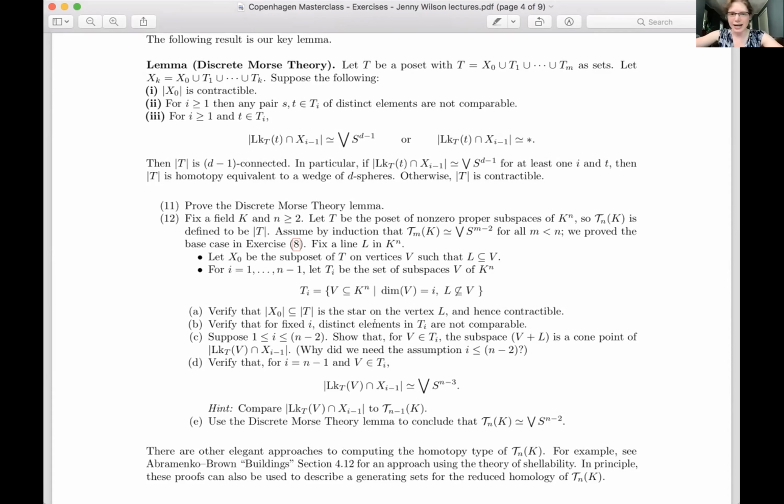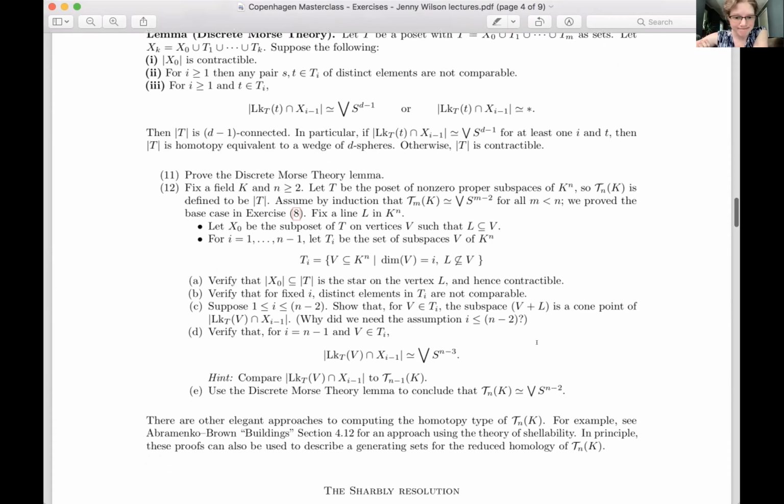I think that is a good exercise because the Solomon-Tits theorem is a significant result, but it's also a good exercise because this discrete Morse theory lemma is something that I think is quite useful, and it's a good tool to have in your tool bag. So it's a good application of this kind of general construction.